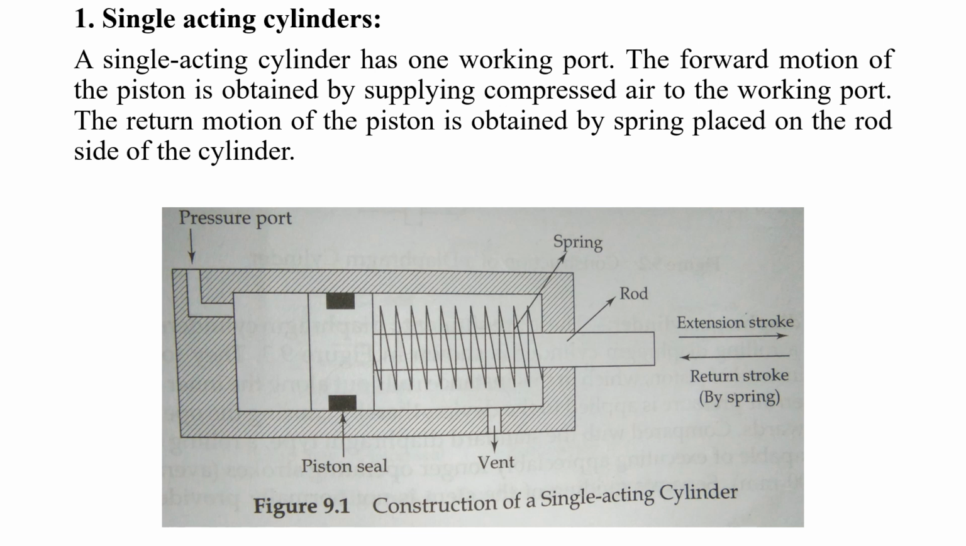Normally, this end of the cylinder we'll call the rod side, and this side we'll always call the piston side. So it has one pressure port and one vent port. Instead of blocking the vacuum, there is a small vent that lets atmospheric air get in and go out automatically, right? When the spring is pushing the piston back to return, the air will get in and air pressure also acts on the cylinder, right?